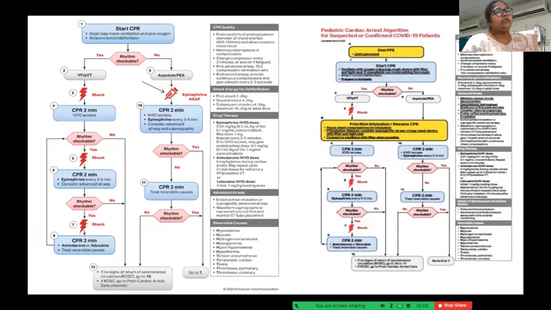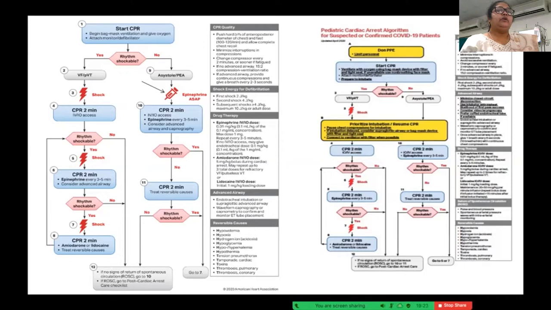But in the next slide, we can see that Australasian countries have a very low incidence of COVID in their country, so they have made a different protocol. Next slide, sir. So they don't want any aerosol to be generated at all.